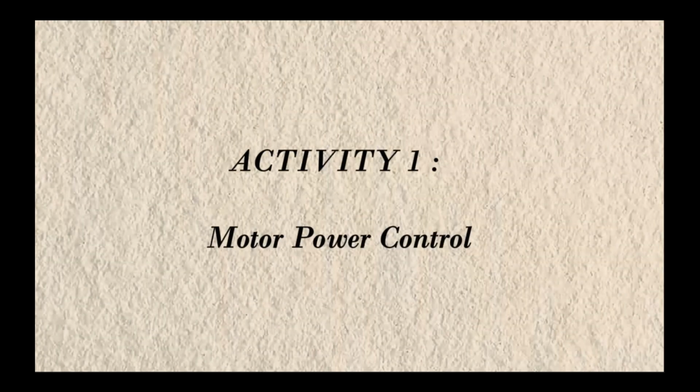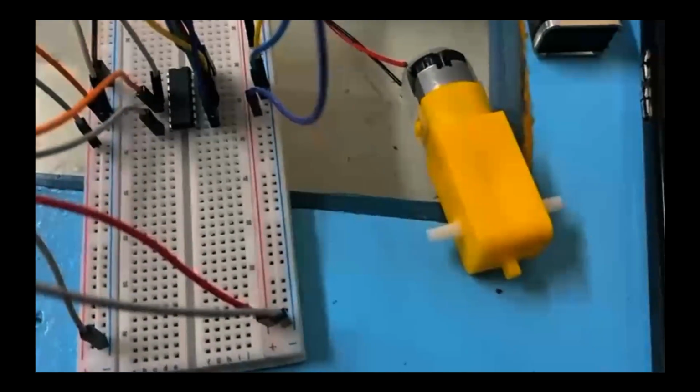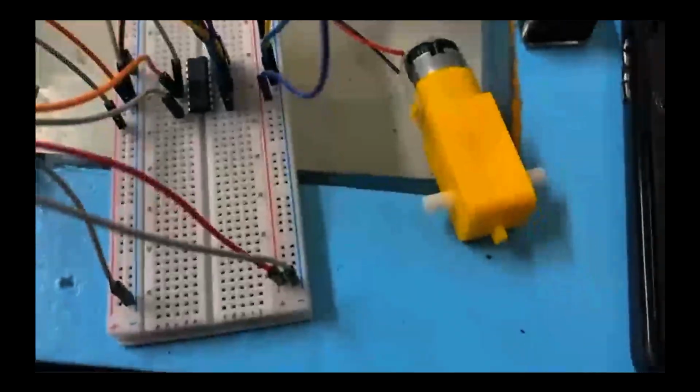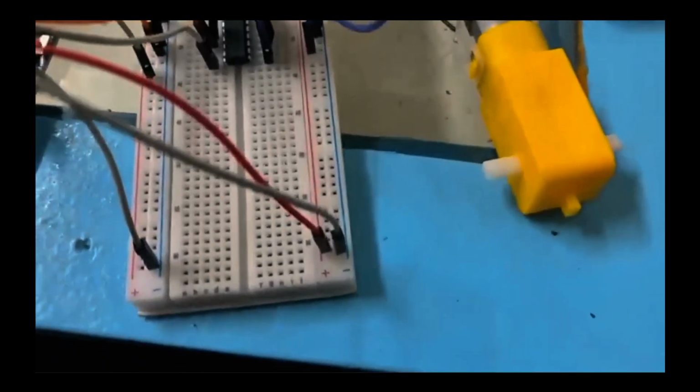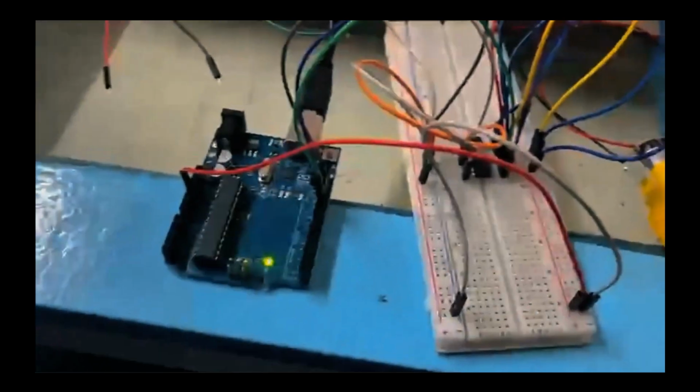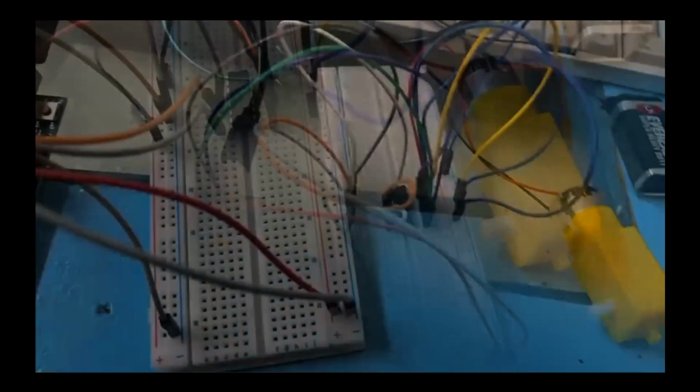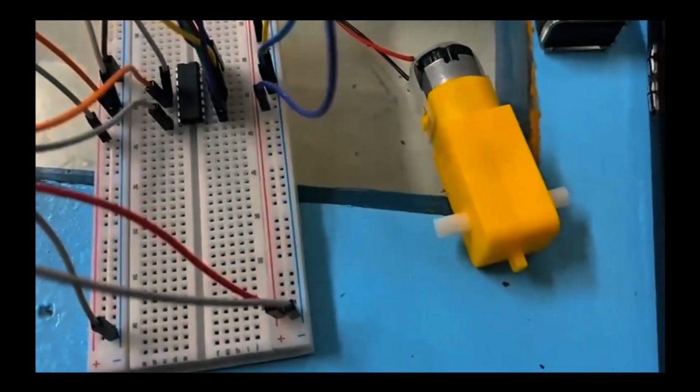Activity 1. Motor Power Control. In this activity, we use an Arduino and L293D H-Bridge to control a DC motor that turns on and off every second. The motor didn't work until we connected all the grounds.